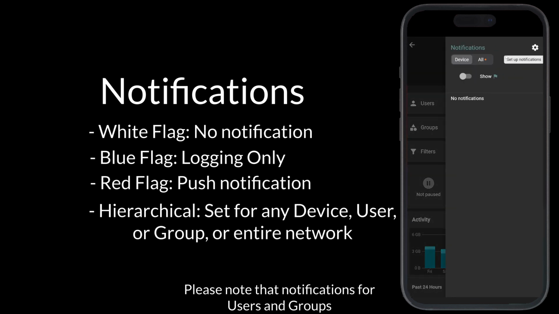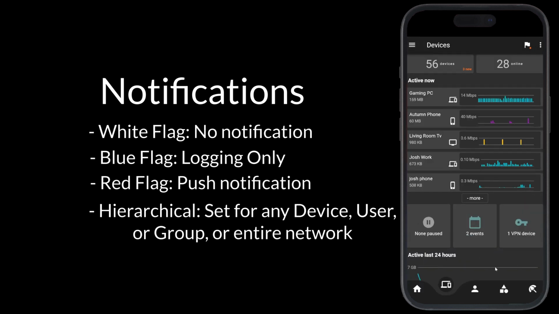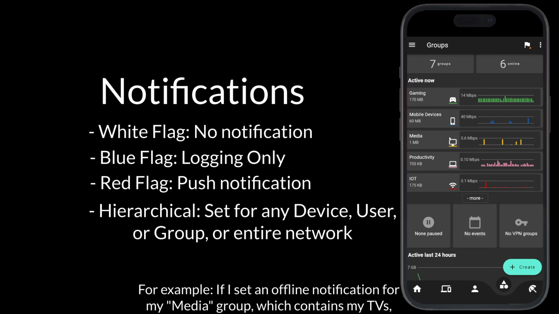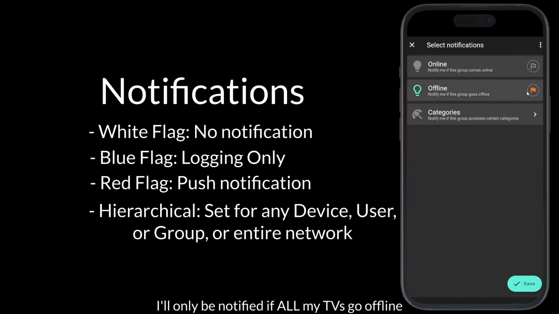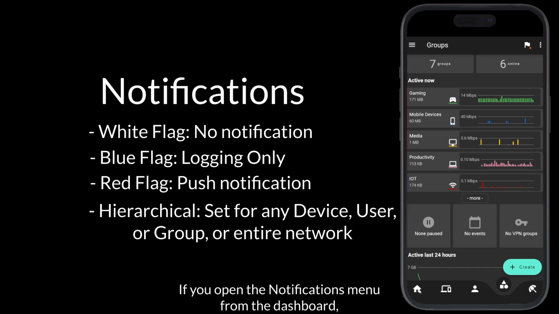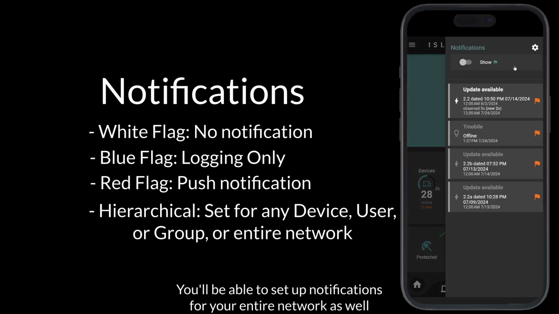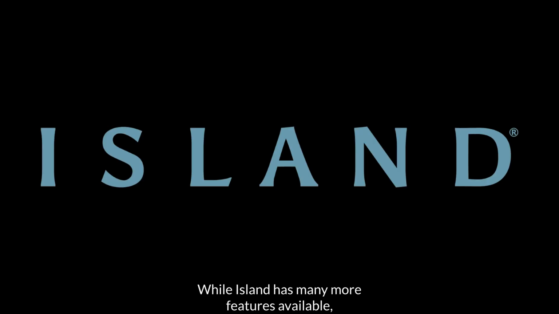Please note that notifications for users and groups are triggered by the entire user or the entire group. For example, if I set an offline notification for my media group, which contains my TVs, I'll only be notified if all my TVs go offline. If you open the notification menu from the dashboard, you'll be able to set up notifications for your entire network as well.